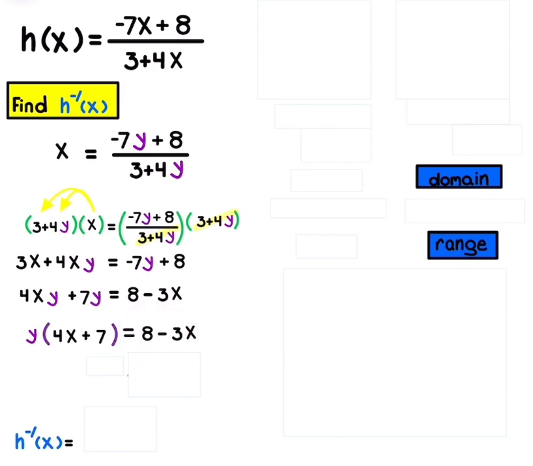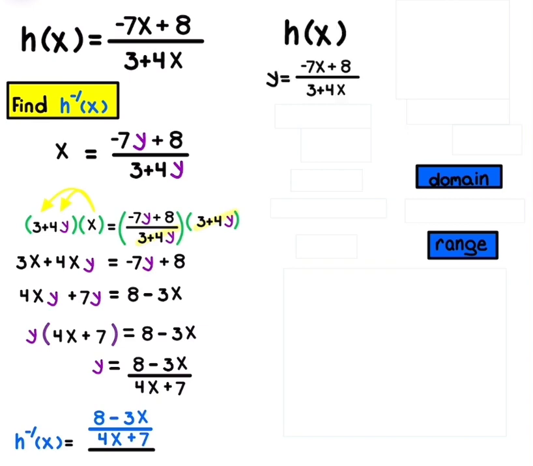The y is being multiplied by 4x plus 7. So to get rid of multiply by 4x plus 7, let's divide by 4x plus 7. We have found the inverse of h. So using a little better notation than y, I have h inverse of x is equal to 8 minus 3x over 4x plus 7. Now I'm just rewriting the functions h and h inverse so they're front and center.